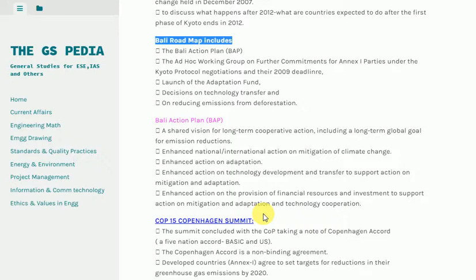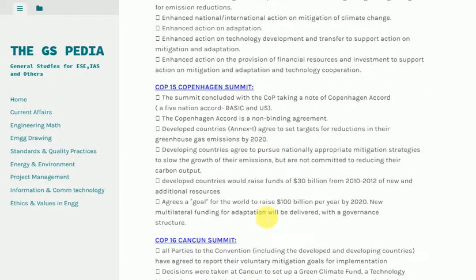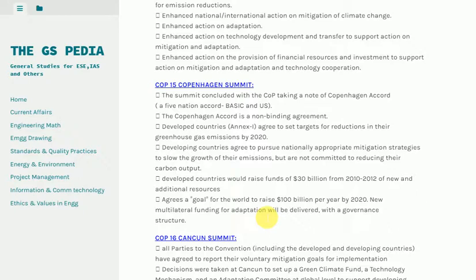Enhanced action on adaptation. Enhanced action on technology development and transfer to support action on mitigation and adaptation. Enhanced action on the provision of financial resources and investment to support action on mitigation and adaptation and technology cooperation.